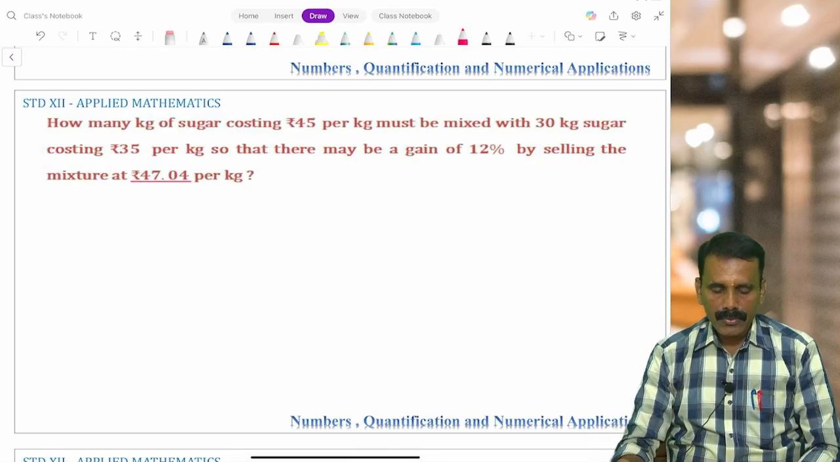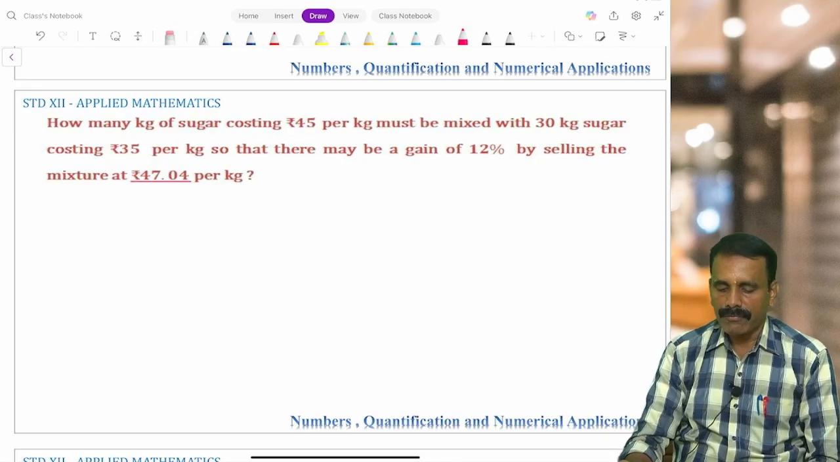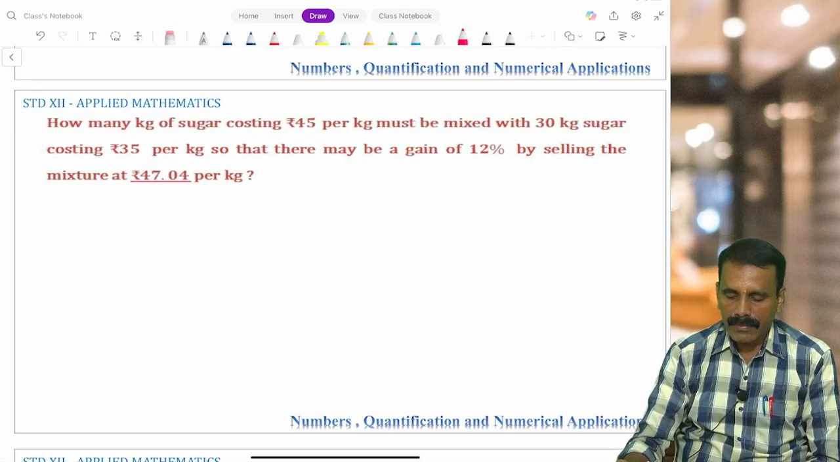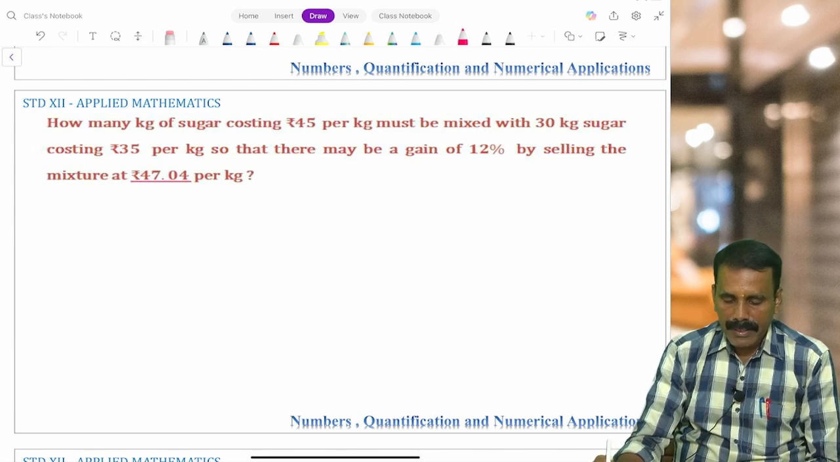And a similar problem we are going to do. How many kgs of sugar costing rupees 45 per kg must be mixed with 30 kg sugar costing rupees 35 per kg, so that there may be a gain of 12%.